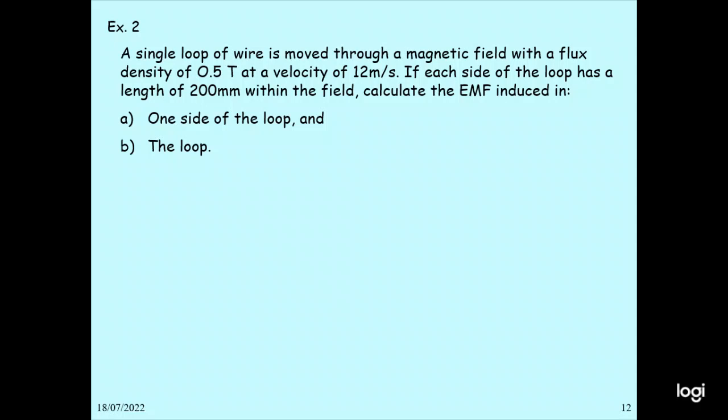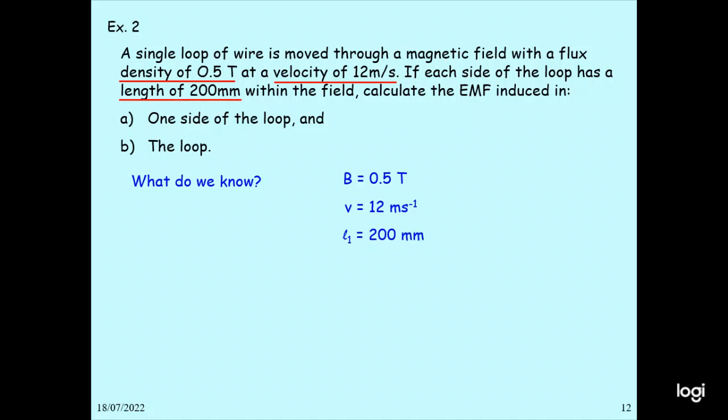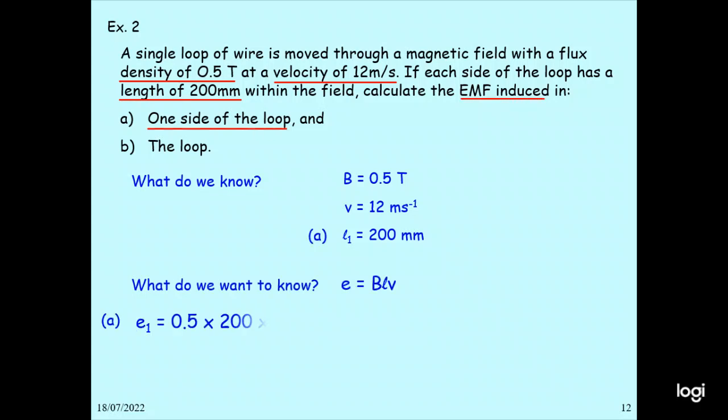So what we know is the flux density B is 0.5 Tesla, velocity V is 12 millimeters per second, and L is 200 millimeter. What do we want to know? E equal to BLV. So we calculate 0.5 multiplied by 200 times 10 to the power minus 3 times 12, you got a half volt. And what is the EMF for the loop? In this case, L is 400 millimeter, so E is 0.5 times 400 multiplied by 10 to the power minus 3 times 12, you got 2.4 volt.